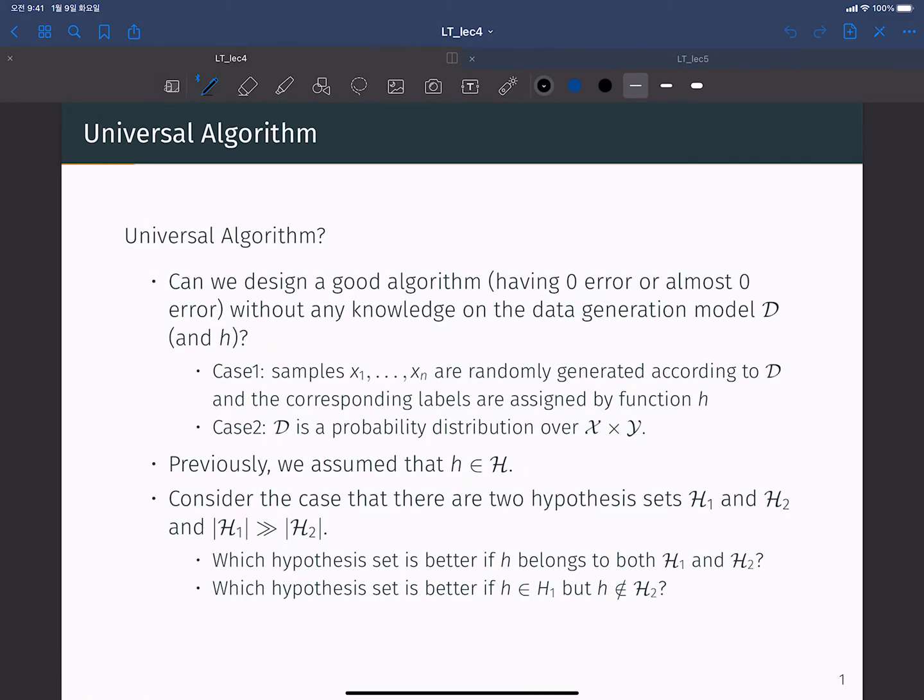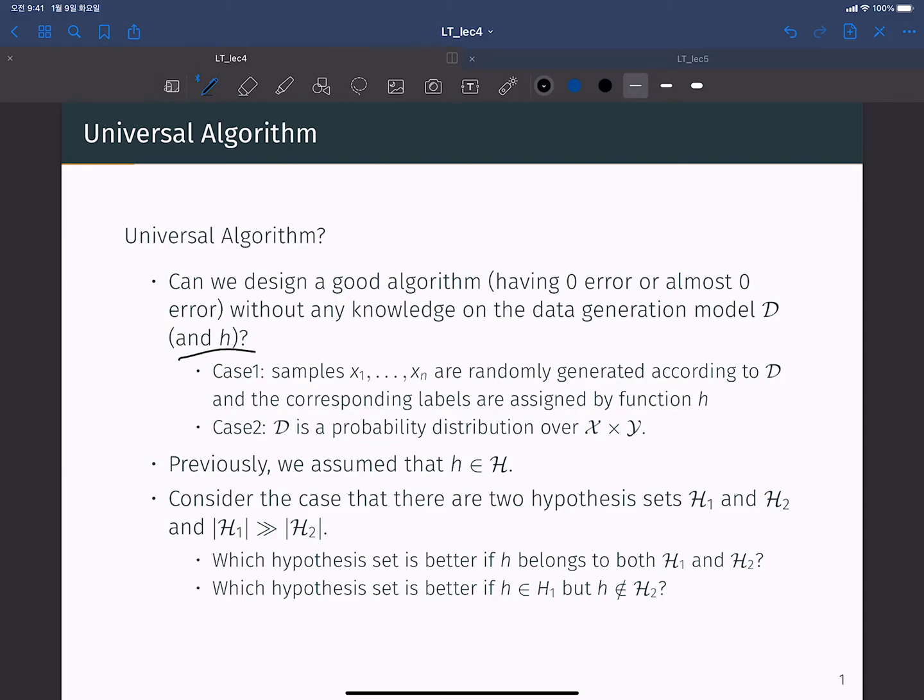So the first part of this chapter is the universal algorithm, the definition of a universal algorithm. So what is a universal algorithm? Can we design a good algorithm having zero error or almost zero error without any knowledge of the data generation model D or hypothesis H?